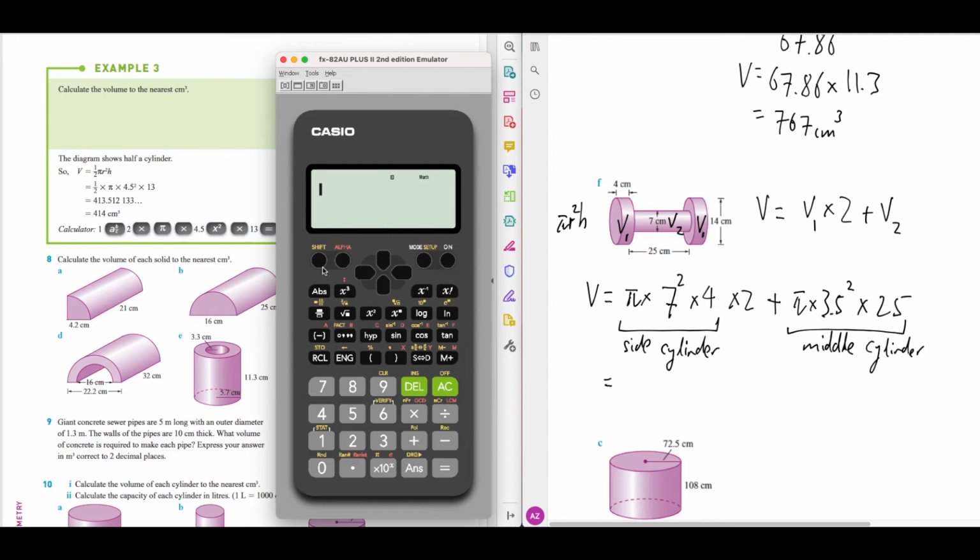So just do shift pi times 7 squared times 4. So this is the volume of the side cylinder times by 2 because there's 2 of them, plus shift pi times 3.5 squared times 25. And you get this big number here, and round it to the nearest number because this is nearest centimeter cubed. So to round this, you just write 2194 centimeters cubed.